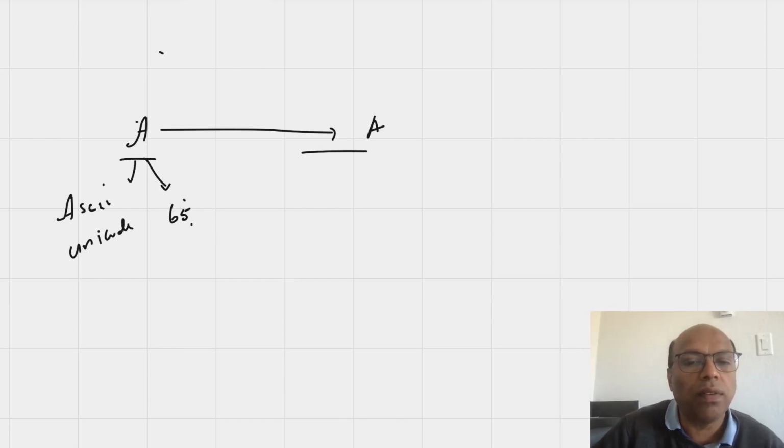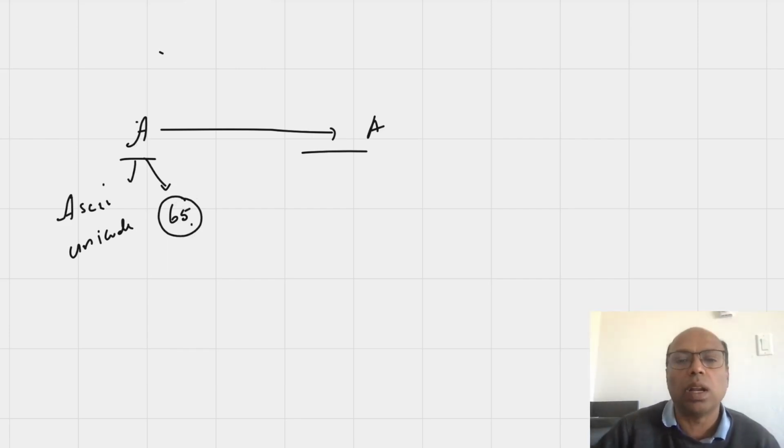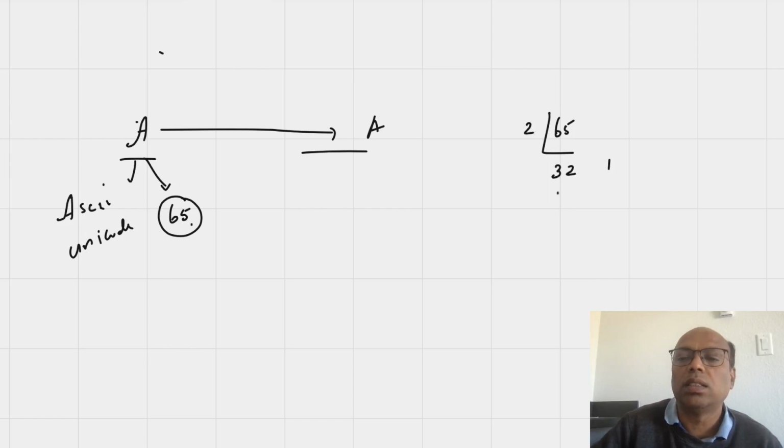The 65 is going to be converted into a binary form. Now what is binary form? 1 and 0. So how do we get the binary form of 65? If you want the binary form, you divide by 2. You get 32 and the remainder is 1. Then 16, remainder 0. Then 8, 0; 4, 0; 2, 0; 1, 0; and finally 0, remainder 1.